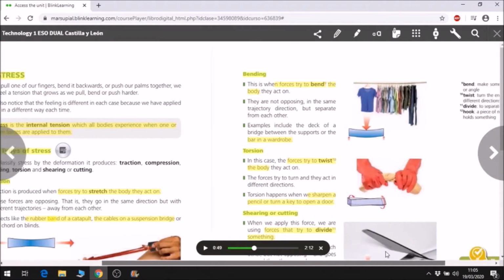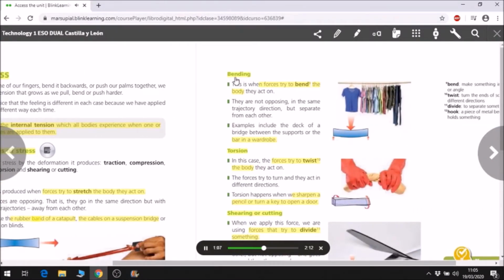Next one, bending. This is when forces try to bend the body they act on. Bend means doblar. We can find this type of stress in the bar in a wardrobe, like in the picture. When you hang your clothes from the bar, it is trying to resist the weight of the clothes and we bend the bar.